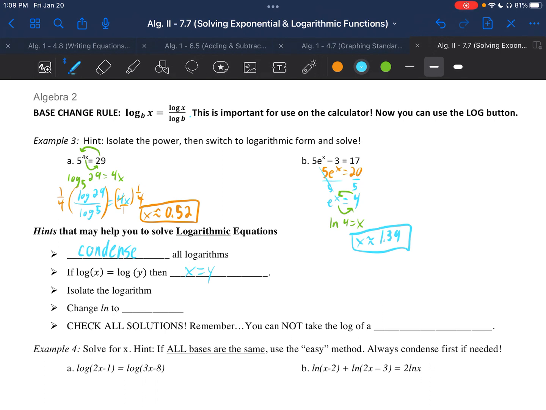Third thing is get the logarithm by itself, so isolate it. Sometimes changing ln, the natural log, to log base e can really help. And then it's important to check solutions because you cannot take the log of a negative number.